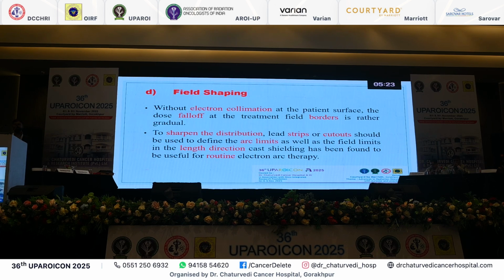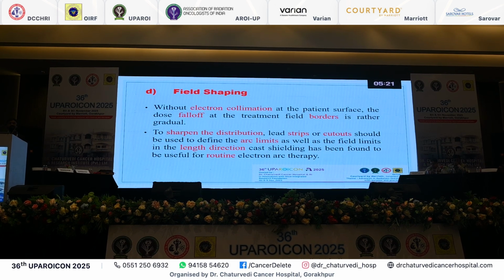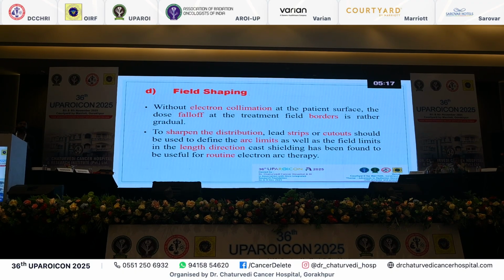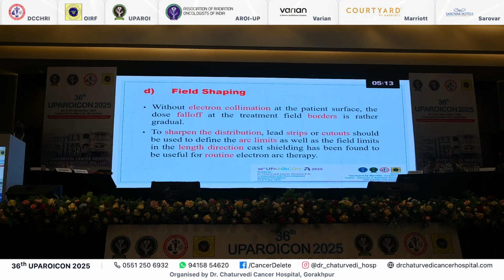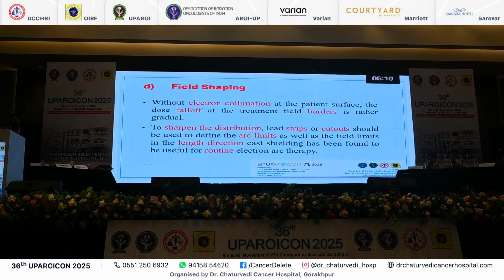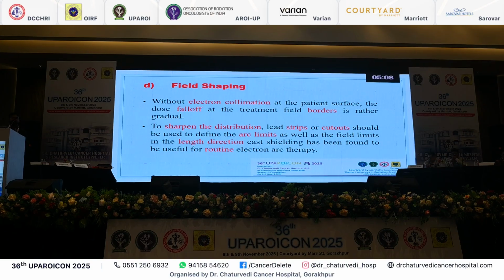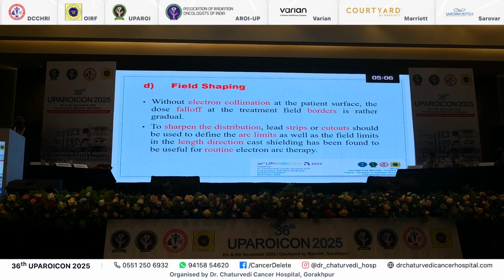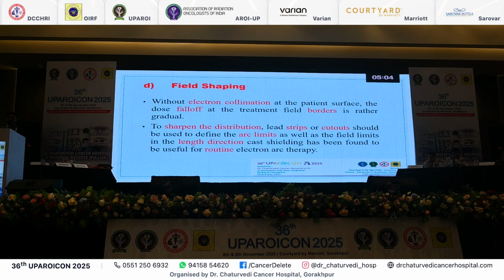And field shaping. Without electron collimation at the patient surface, the dose falls off at the treatment field border rather gradually. To sharpen the distribution, lead strips or cutouts should be used to define the arc limits as well as the field limits in the length direction. Cross shielding has been found to be useful for routine electron arc therapy.